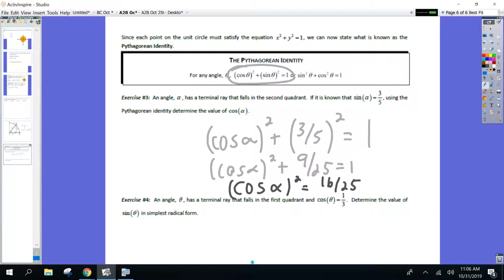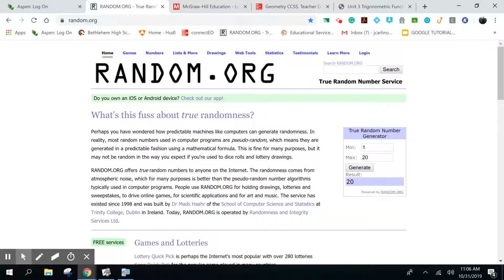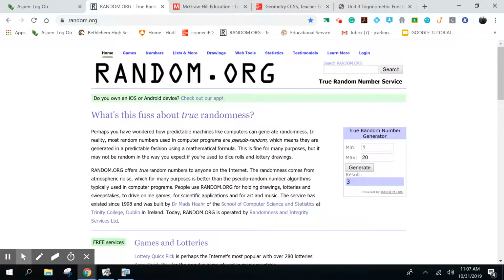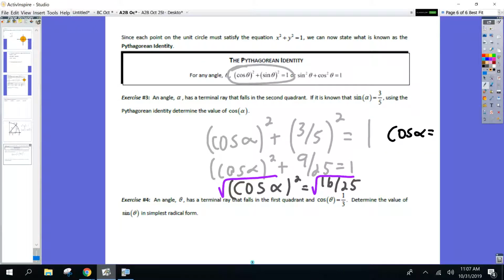Still not by itself. One last step to get it by itself. Take the square root of both sides. So cosine alpha equals, go ahead everyone, take the square root of 16 over 25. Should come out to be a nice little fraction for you. And you end up with cosine equal to 4 over 5.